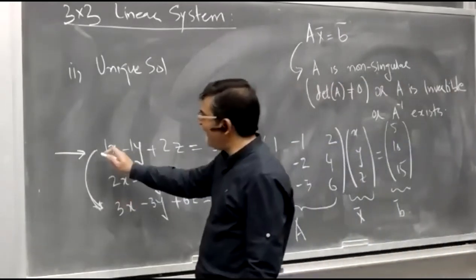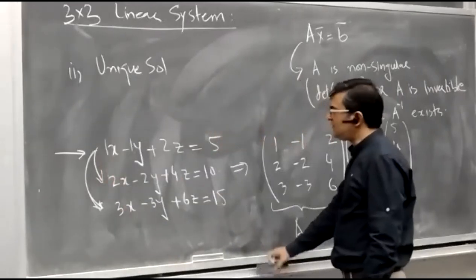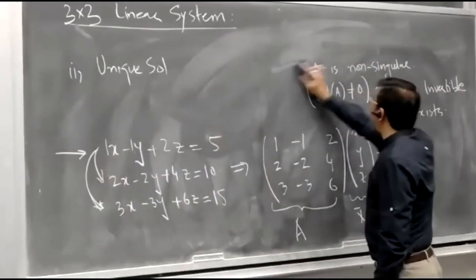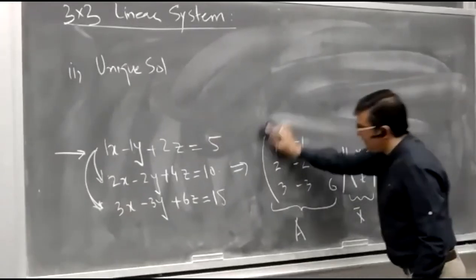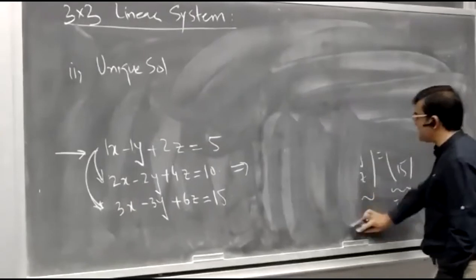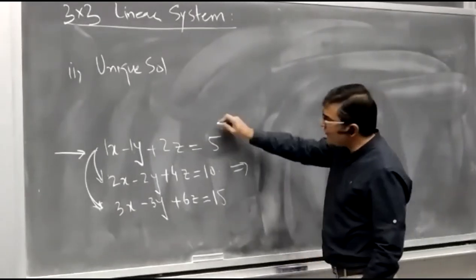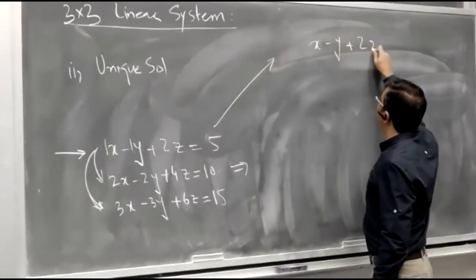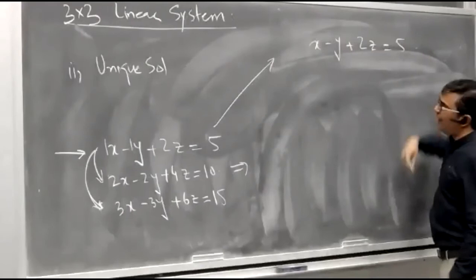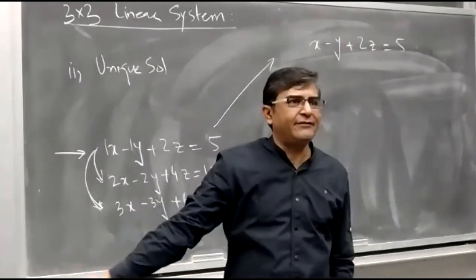I had not noticed. In fact, all these three planes are on top of each other. So we must again get infinitely many solutions. In fact, we have only one plane: x minus y plus 2z is equal to 5. The other two planes are exactly the same as the first plane.